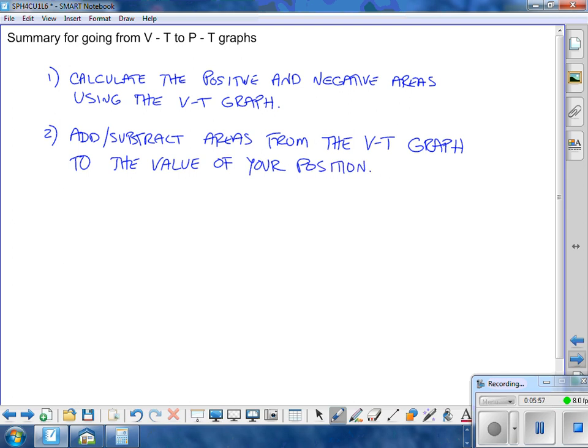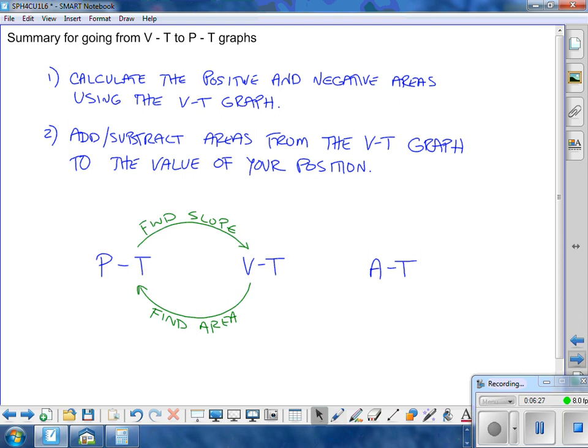So again, if I was to make that chart again, PT, VT, and I'll throw the third one in here, AT. Earlier, I said if we want to go from position time to velocity time, we find the slope. If we want to go VT to PT, you have to find area. Okay? So it allows you the ability to move back and forth between the two.